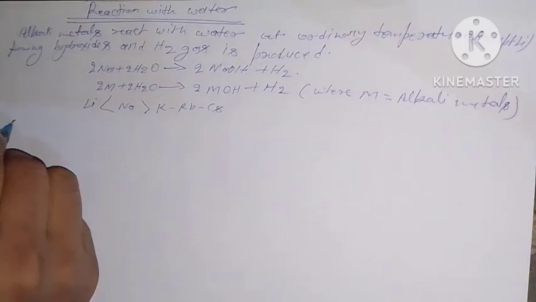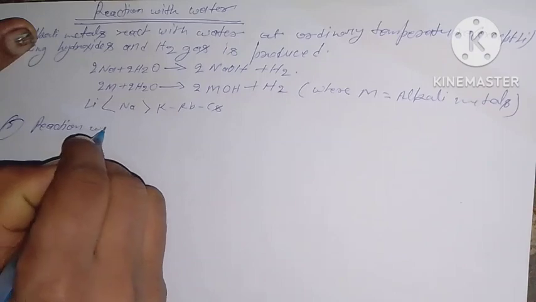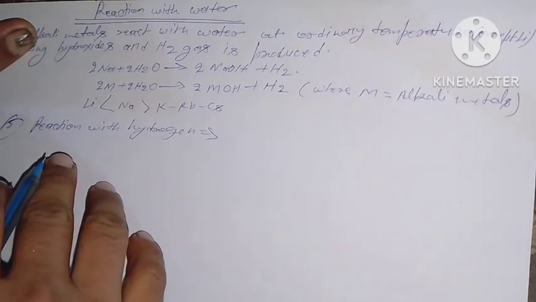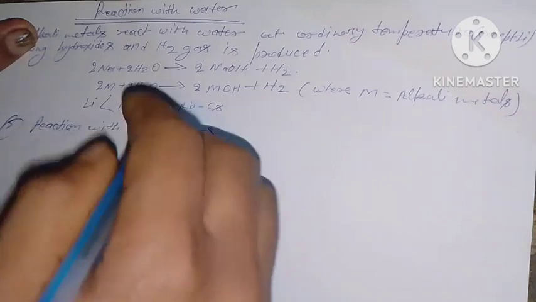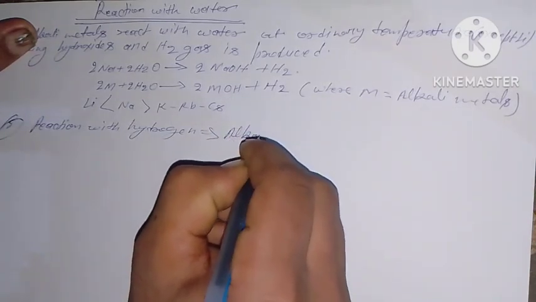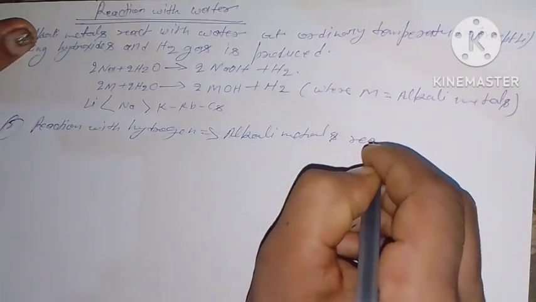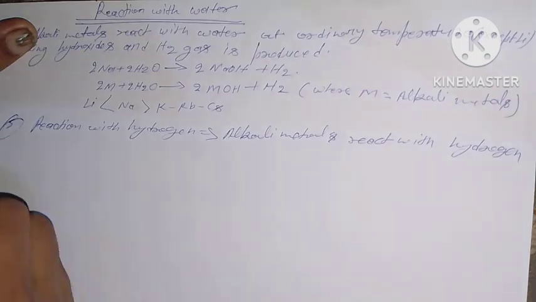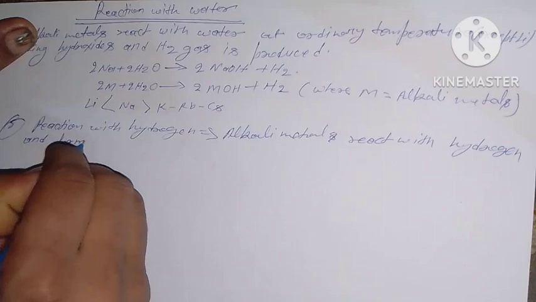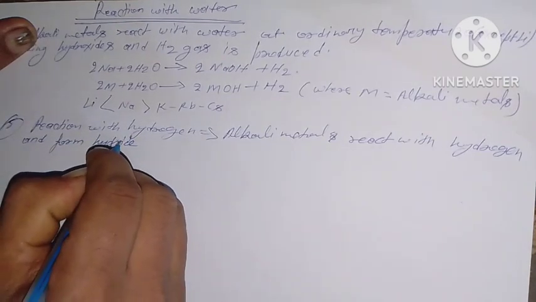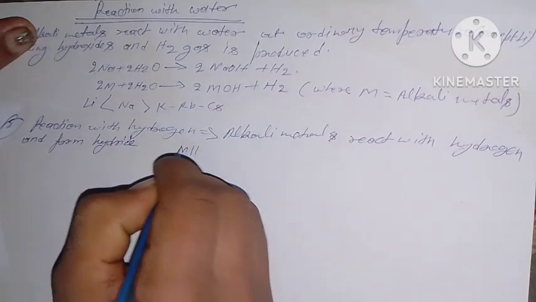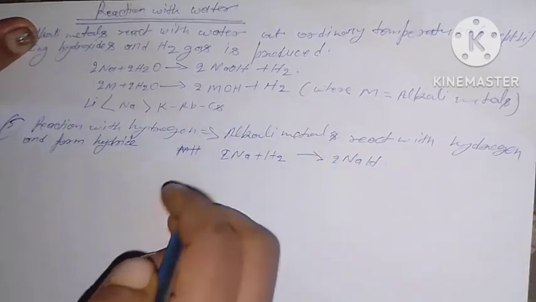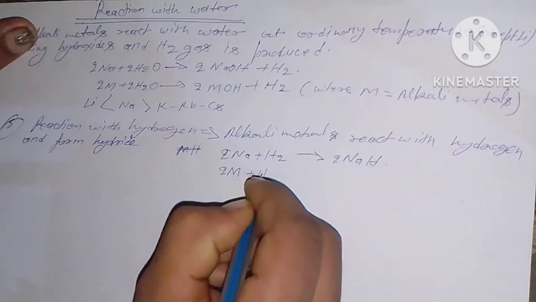Next, reaction with hydrogen. Alkali metals react with hydrogen and form hydrides: LiH, NaH, KH, etc. Okay. 2Na plus H2 gives 2NaH.